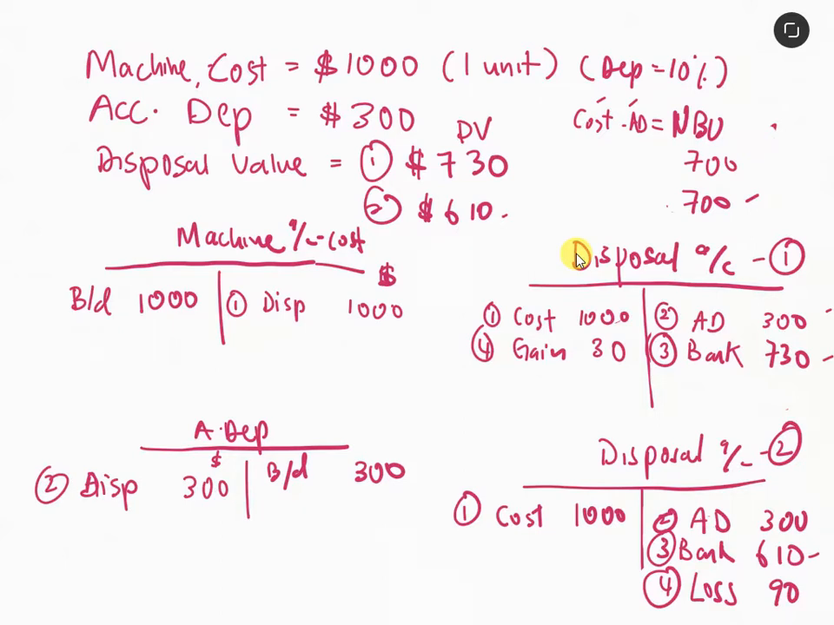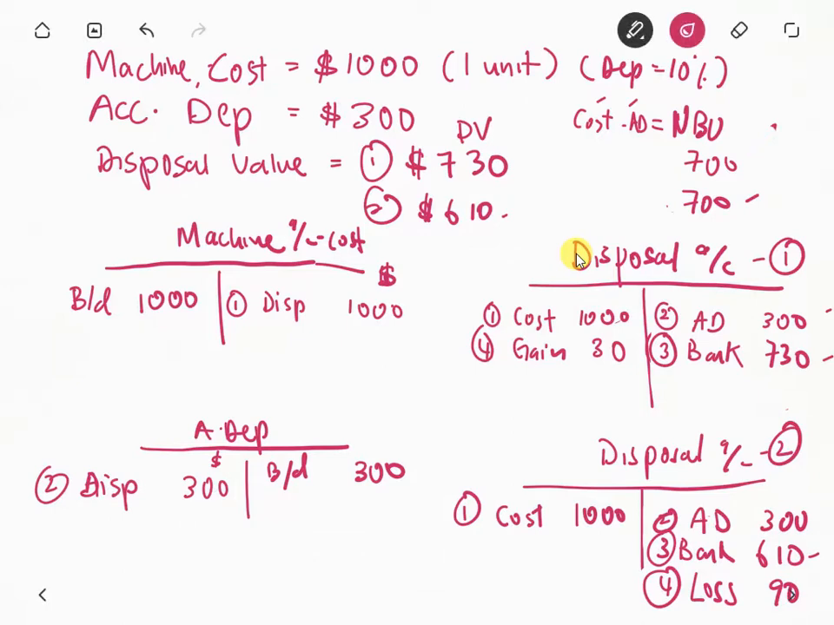Whether it is above or below net book value determines whether I have a gain or loss. So, gain doesn't mean inflow 30, and loss doesn't mean outflow 90. Both are inflow, 730 and 610. Important for the next tutorial, statement of cash flow. Okay?